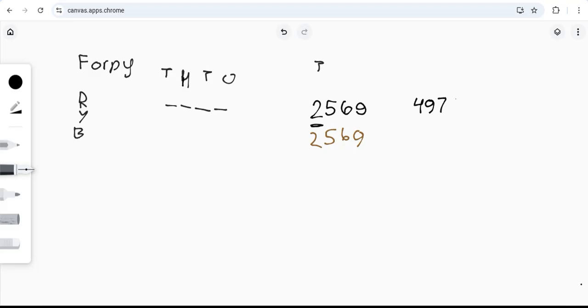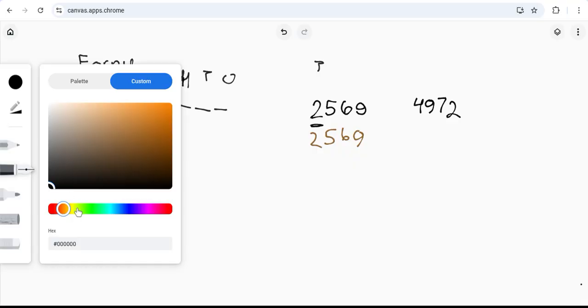We got 4972. Let's start with 4. We already know the fourth color of the rainbow is green, so we want to use green that's almost yellow but not quite. It was just past yellow. Now we want to use 9. Since 9 is the max number, it goes all the way up as bright as it can.